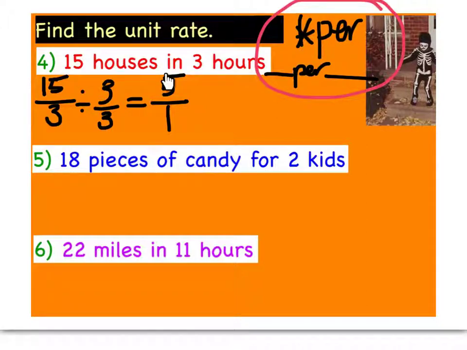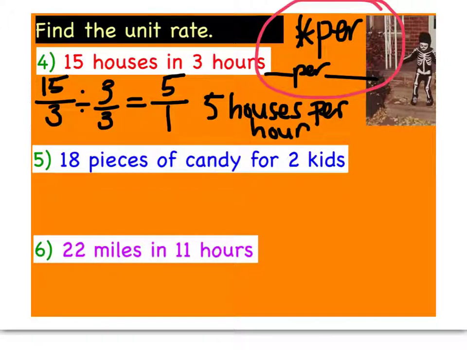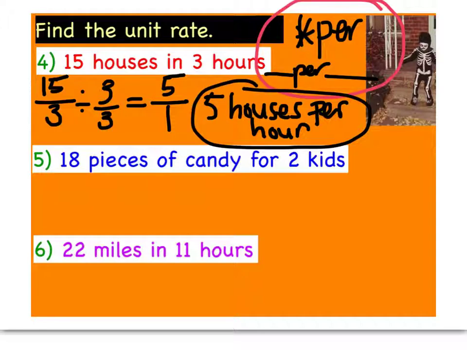So this unit rate, we're going to put it in a specific format. We're going to write down 5 houses, because of course we still need our label, per hour. This is the correct answer. So again, this is close. This is wonderful work. I would still give you 50%. Half of the answer is correct. Awesome. But we need to have it in that special per format. So we go 5 houses per hour. That's how we know the final answer is correct.